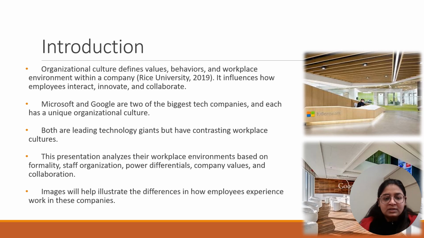The second one is staff organization. In Microsoft, it's a hierarchical structure with clear leadership roles. Departments and teams often work more independently with structured reporting lines. Whereas in Google, we can see it's a flat structure with a focus on team autonomy, cross-functional teams, and a collaborative work style, with more opportunities for informal interactions across the teams.